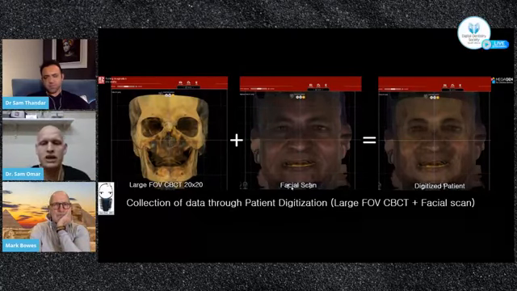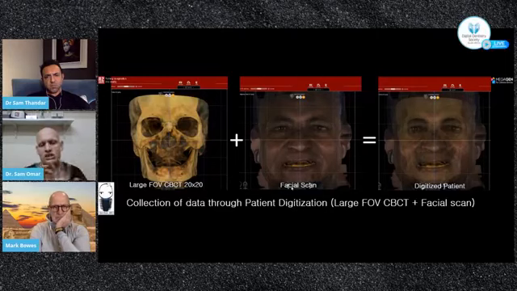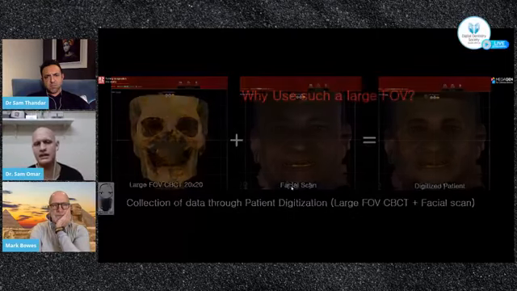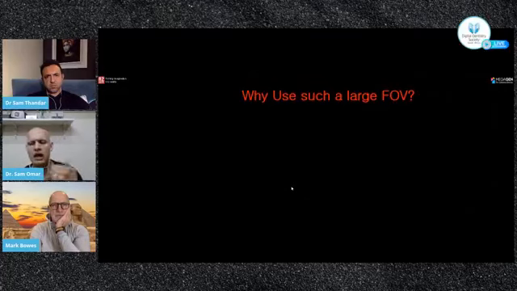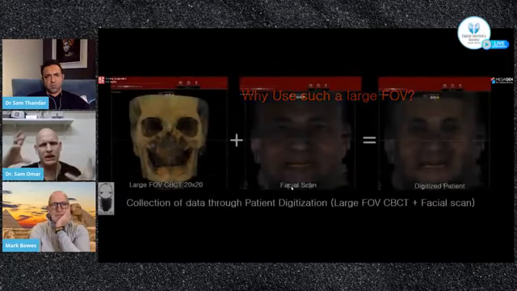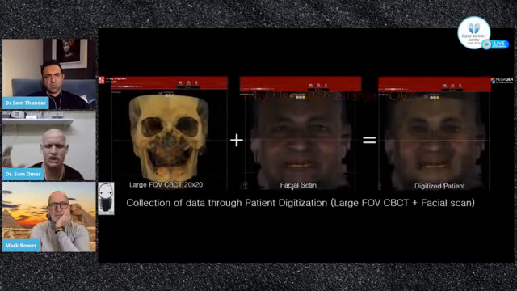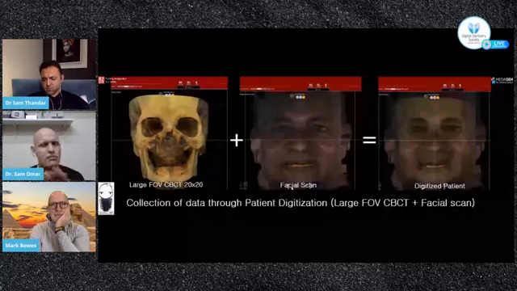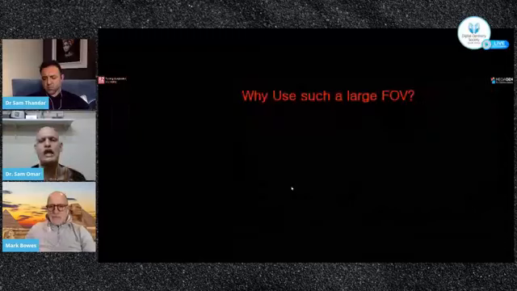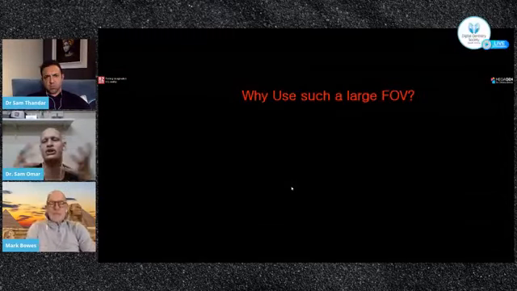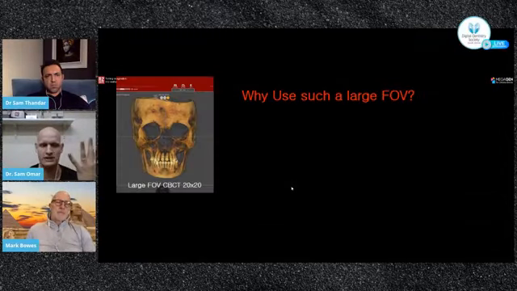Perfect. Okay. So that's as far as the patient digitization process. This is basically what we call joining this data together. And now a lot of people always ask, why exactly do you need such a large FOV CBCT? In the previous picture, I showed a 20 by 20 FOV. This is a pretty large FOV, but there's actually a reason behind everything that we're doing here. There's a reason why, and I'll explain this right now. So why exactly do I have to use a large FOV CBCT? Four reasons.